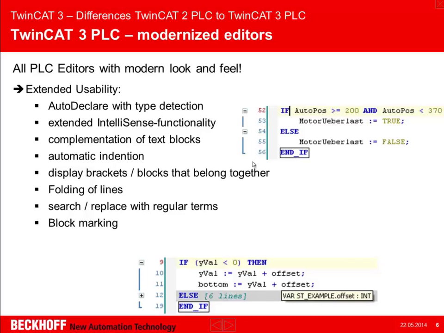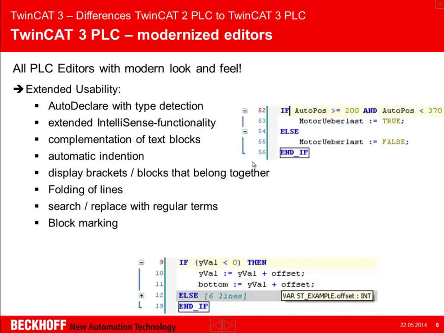So if you put the cursor on the if, you directly see the block and if. And this also works, of course, for brackets. We have new folding of lines, and this can be seen also on the bottom. So if you want a better overview, you can fold lines. You see this with the plus sign, and of course you can unfold them by clicking on the plus sign. Search and replace is also reviewed, so we have a new search and replace with regular expressions, and we also have the possibility of block marking. So a lot of new functionality in the new PLC editors, especially of course for structured text.